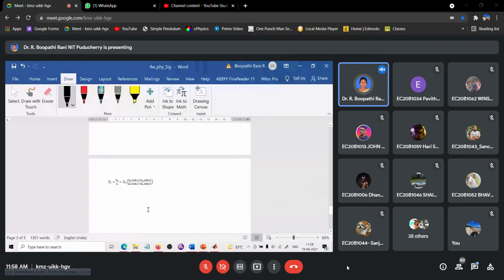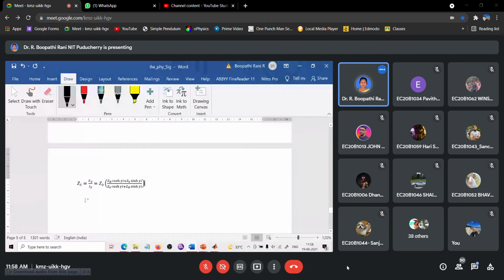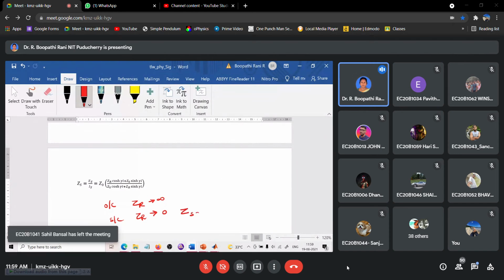What about this equation? What is this? Input impedance. Okay. So if the line is open circuited, what is the ZR value? Infinite. And for short circuited, ZR is? 0. Okay. So can you substitute ZR as 0 and find out the short circuited transmission line impedance?